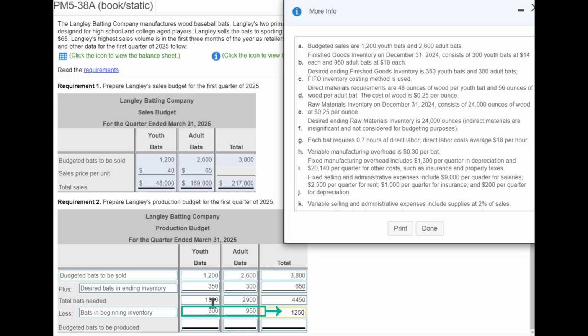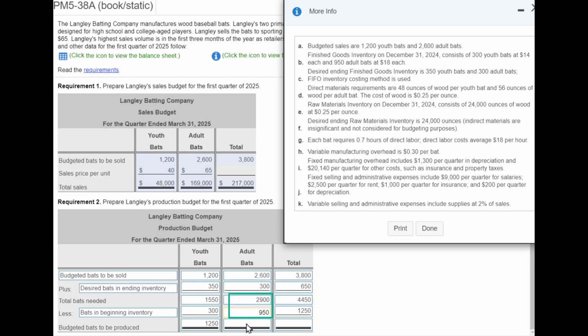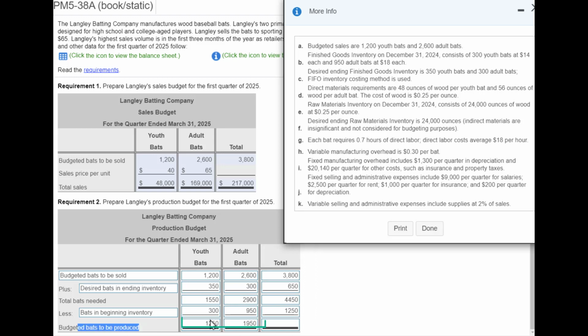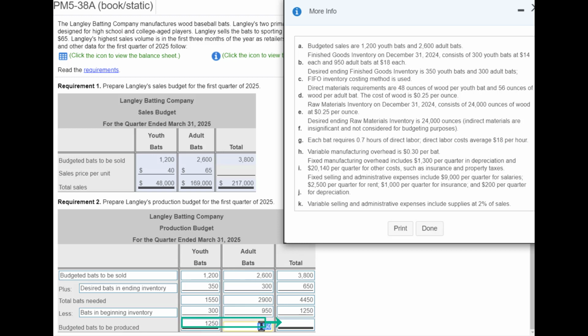So what we're going to do for the youth bats is we're going to take 1,550 and subtract the 300 we already have. So we need 1,550 bats, but we already have 300, so we need to produce the difference, 1,250. So how many adult bats do we need to produce? Well, we need 2,900, but we already have 950, so we're going to take 2,900 minus 950, which gives us 1,950. And then our budgeted bats to be produced, the total is 1,250 plus 1,950, which is 3,200.